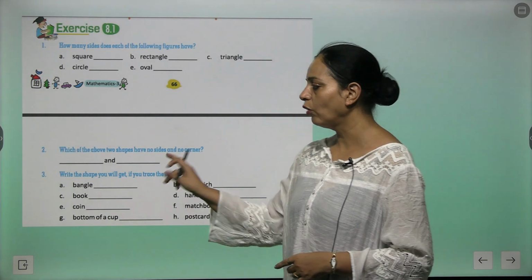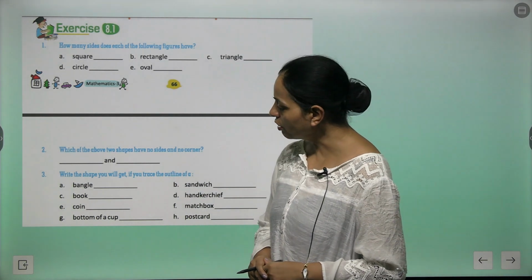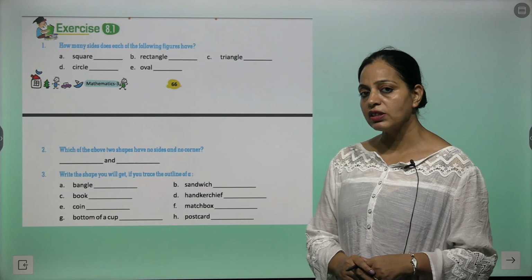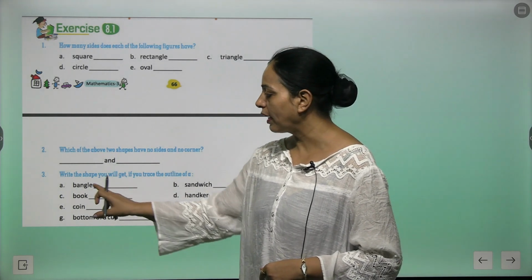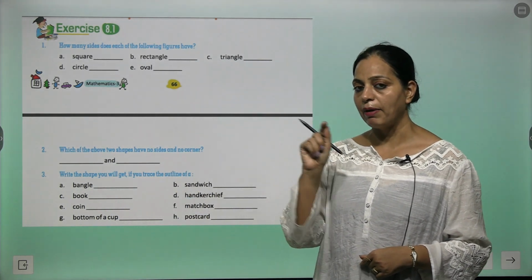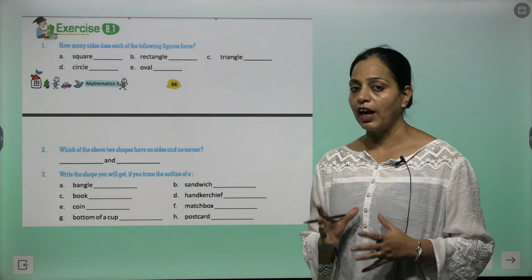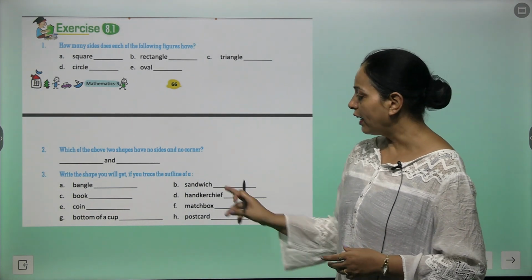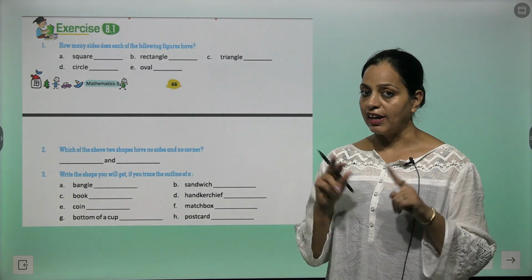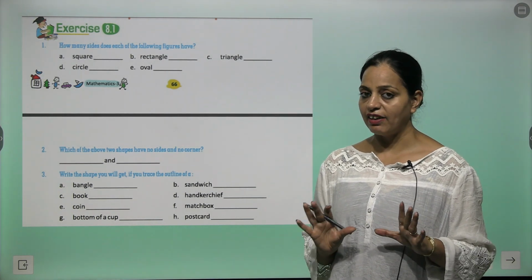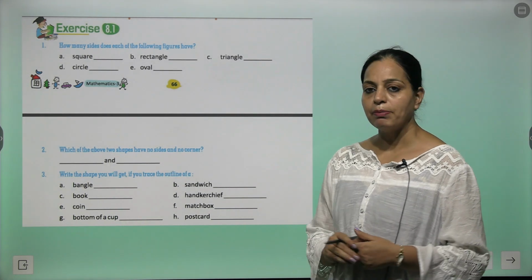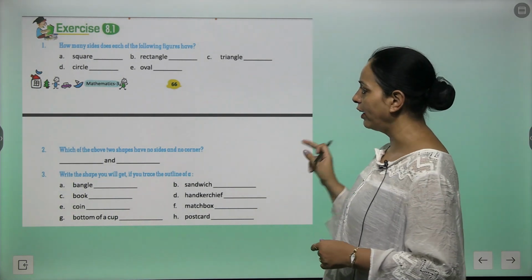Okay. Now second one, which of the above two shapes have no sides and no corner? Circle and oval. Okay. Now the third question, write the shape you will get if you trace the outside of your A part, bangles. So if you have drawn a bangle, which type of figure will you get? It would be a circle. Okay. Like B part, sandwich, you have seen a sandwich, its shape is a square shape. Okay. So some examples given over here, you can try it.